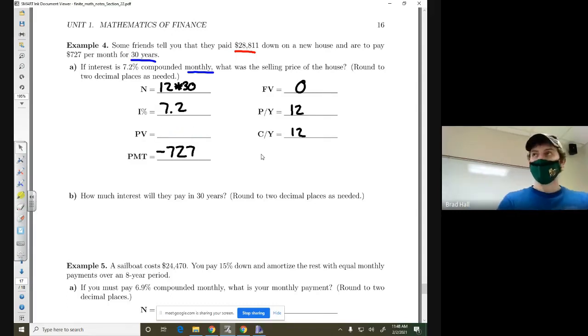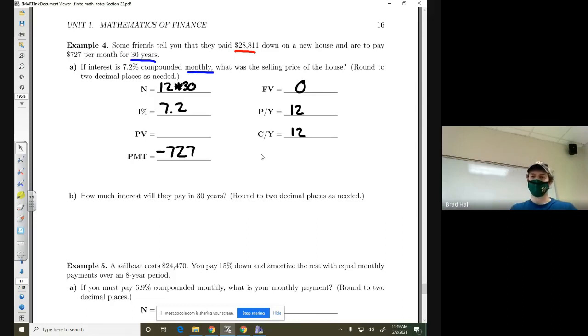Problem is, PV is not 28,811. I'll say this probably a few more times after this first time. Down payments are not involved in TVM calculations. The reason why: what's the point of making a down payment if it's going to accrue interest? The reason you make a down payment is so that it will not be involved in the TVM interest process. So a down payment should not be put in any of these blanks because it does not accrue interest. This formula is just for interest.